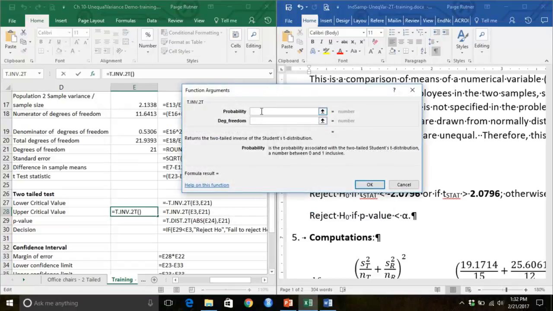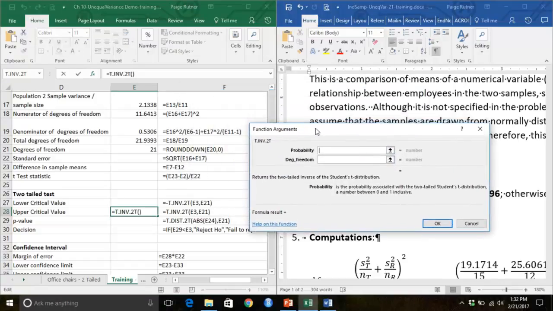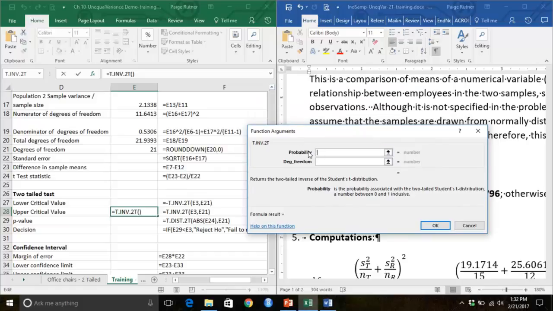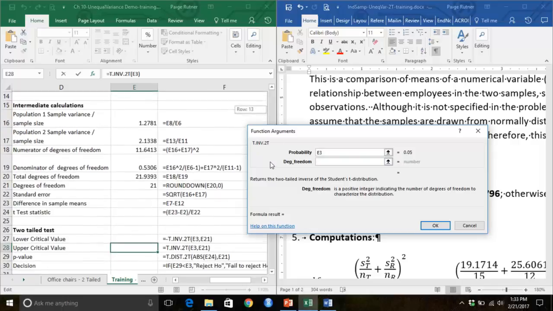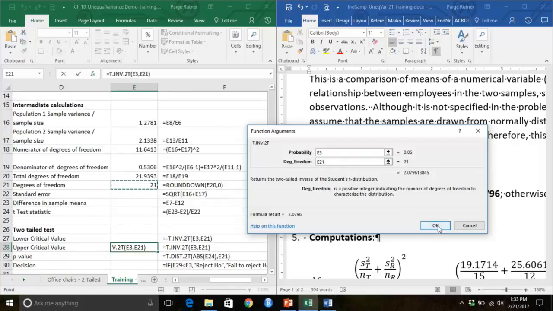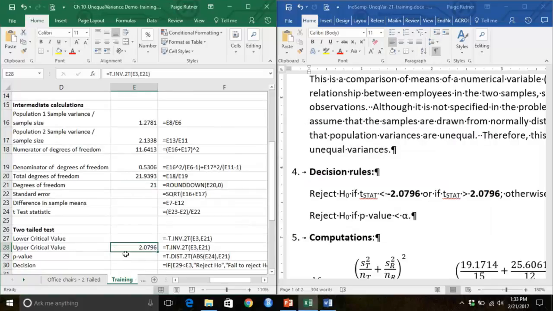For this function, remember that the two-tailed function, when I give it a probability, what I'm going to give it is my whole alpha value, and so that's the 0.05 level of significance. And then I also need to tell it degrees of freedom, and what I will put in here is that rounded degrees of freedom we just computed. And so that confirms the number, the 2.0796, that we have stated here.